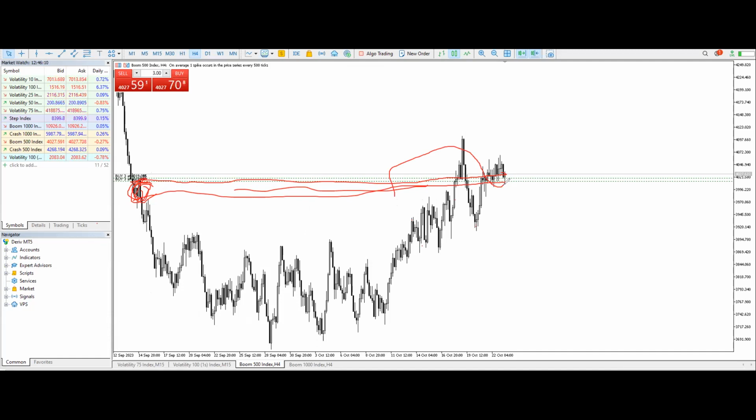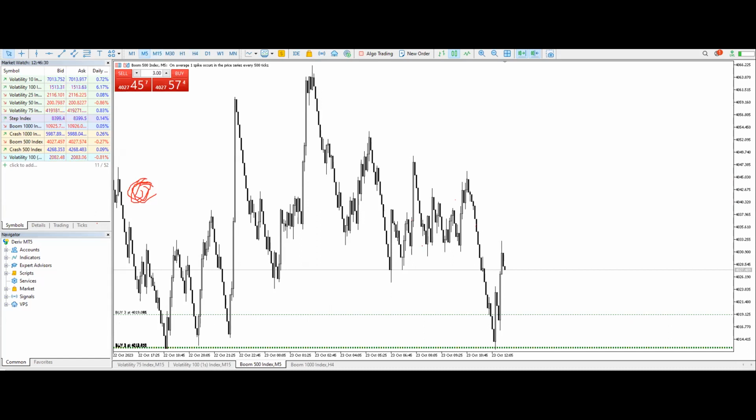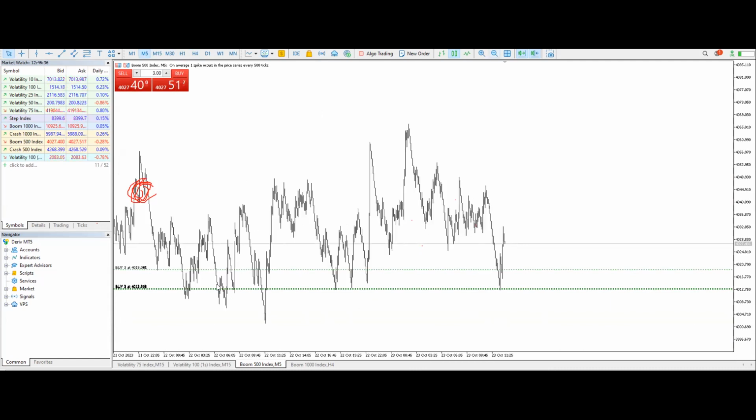And that is where the market made a boom, spiking up on a smaller time frame, which is the 30-minute time frame, also the 5-minute time frame. The market boomed right from that level, because it was a level of demand.